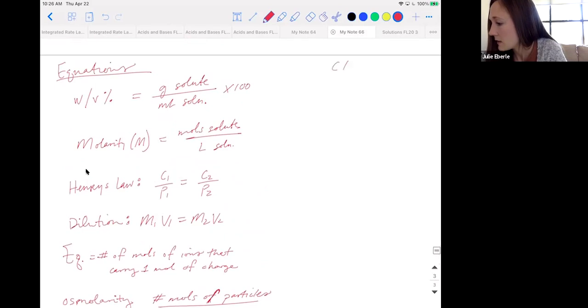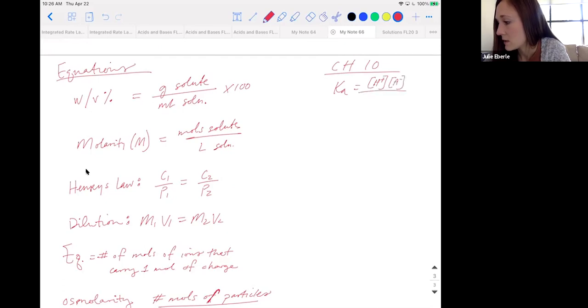Chapter 10, we have a lot, and some of these things we haven't even gotten to yet. We have Ka for weak acids, which is the concentration of H plus or H3O plus times the conjugate base over the concentration of HA. We're actually going to solve a problem today where we calculate pH from a weak acid solution.